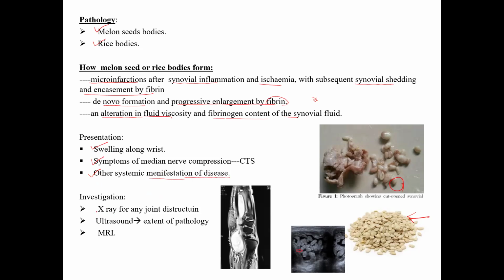So what are the investigations? We do X-ray to know any joint destruction, because both in tuberculosis and rheumatoid arthritis there will be involvement of the joint and destruction of the joint. We do ultrasound to know the extent of the pathology and MRI also for the extent of the pathology. If you see, this is the MRI image. You can see an hourglass cystic swelling extending under the carpal ligament in the arm and forearm and the wrist. And this is the ultrasound finding. Here you can see the melon seed bodies.